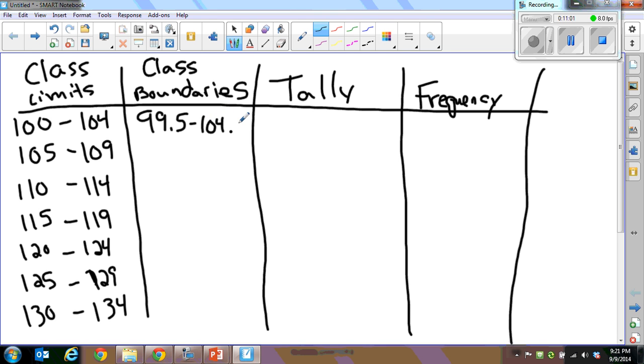Remember we talked about this actually means 104.49 repeating forever. But we don't want to write 0.49 repeating, so we just write 104.5. Everybody who deals with these things understands that we're talking about every number up to 104.5, but not including it. So once you hit this number, it's actually your next one. Okay? So these aren't overlapping. This 104.5 does not go in this group. It goes right here. When we're tallying, that's what we're talking about.